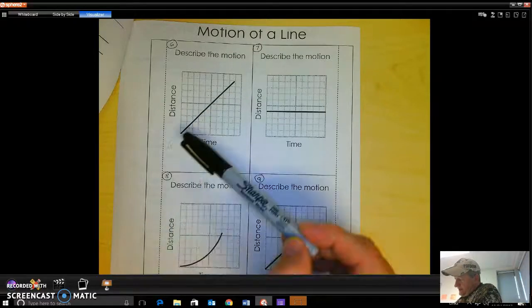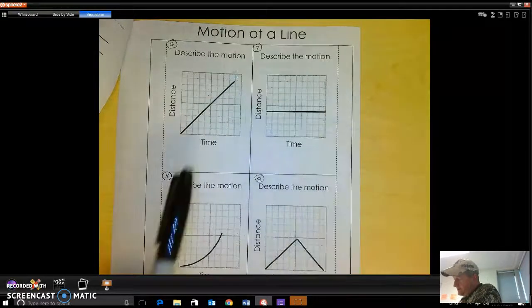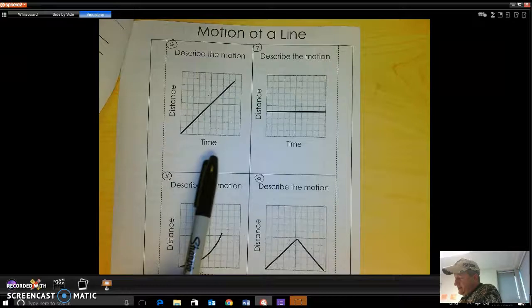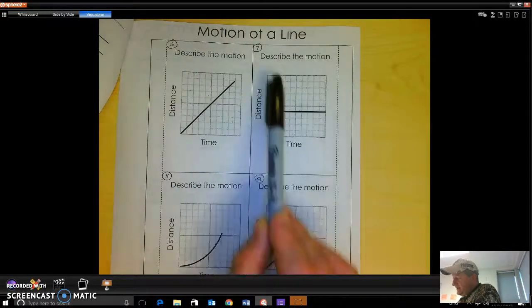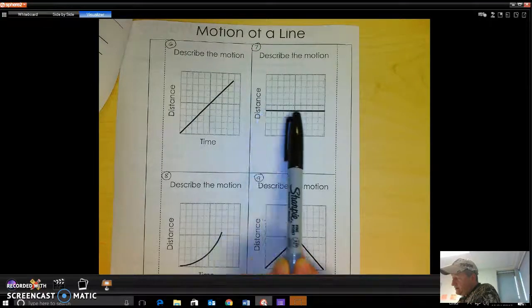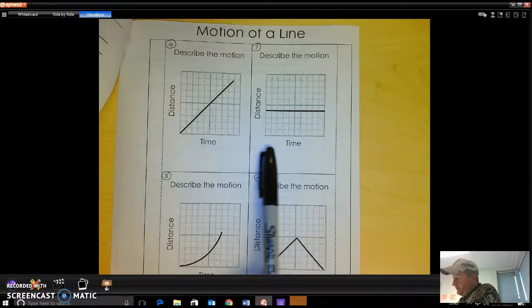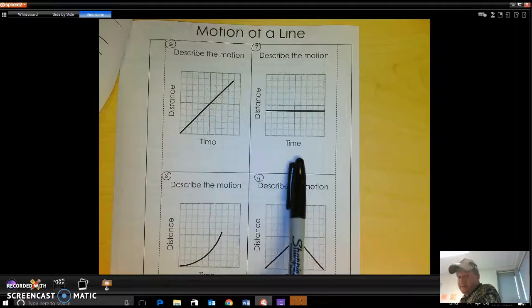So if you have a line going like this, question 6, what does that mean? Write your answer down in this white space down here. Same thing for problem 7. If you have a line going right here across, write your answer of what you think it means down in the box.